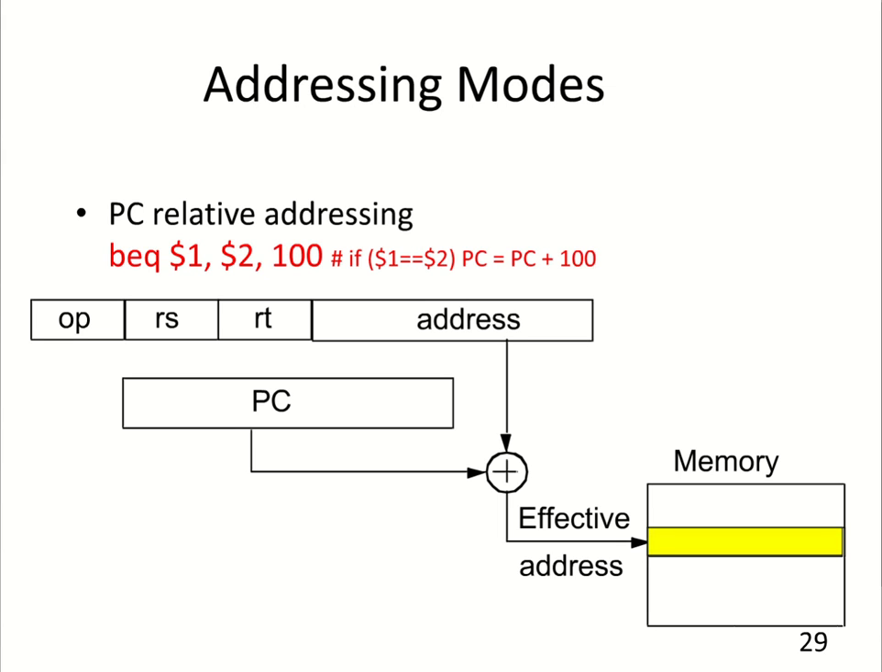We've also seen a PC relative addressing mode where we read an immediate field out of the instruction word itself. We read the current value of the program counter, and we add the two together to generate an effective address into memory. This is what the branch instructions in MIPS use.